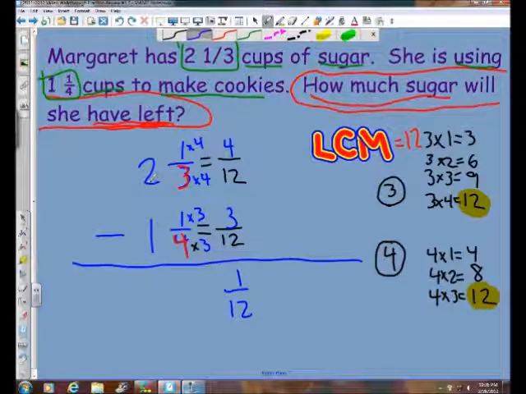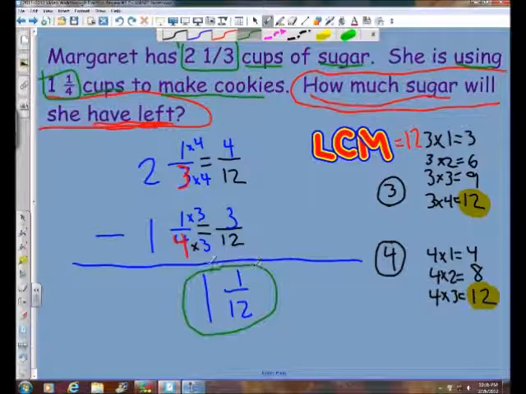So now we can deal with these whole numbers, and we've got 2 minus 1 would equal 1. And there you have your answer. There's the first method of solving that problem. So let's check to make sure we answer the question. How much sugar will she have left? Margaret will have left 1.